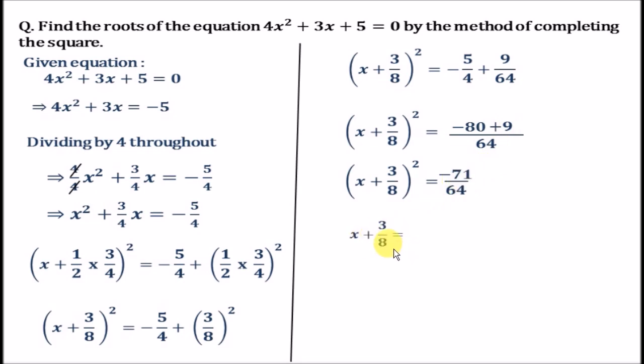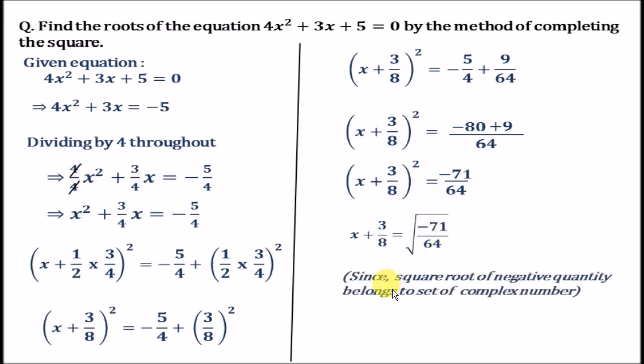x plus 3 by 8, taking the square to the other side, we will get square root of minus 71 by 64. Since the square root of a negative quantity belongs to the set of complex numbers, that is, we will not get a real quantity, a real number.